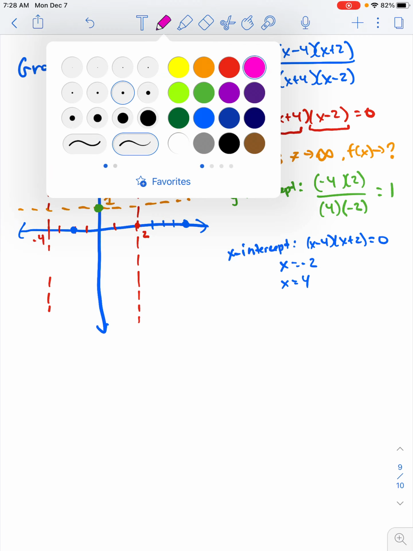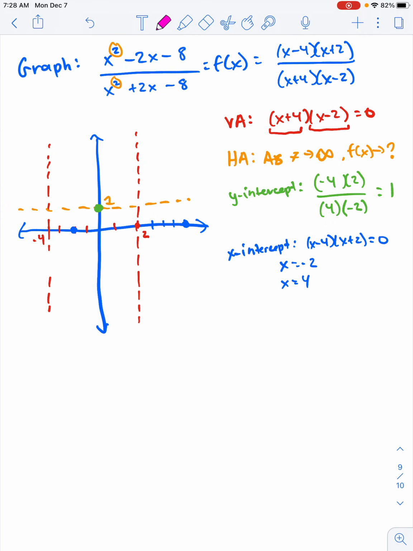And then I'm going to just start plugging in a few other points so I can get a picture of what this is going to look like. So I'm going to pick my 1 point at x equals 1. At x equals 1, I'm going to have negative 3 times 3 over 5 times negative 1. So that's going to be 9/5. So I'm somewhere up here.